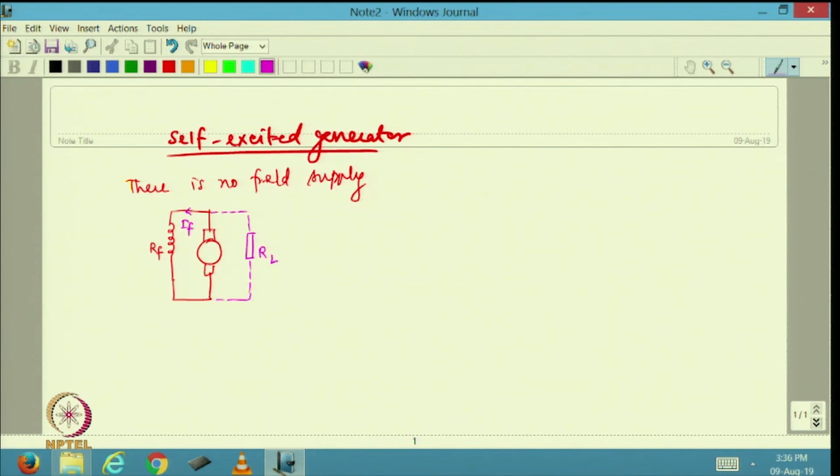What I mean is, let us say the open circuit characteristics of the machine is somewhat like this. Of course, the machine has to be driven at a particular speed omega by a prime mover. So, this is my prime mover which is rotating this. This is my shaft. The shaft is rotated at a speed of omega by the prime mover.